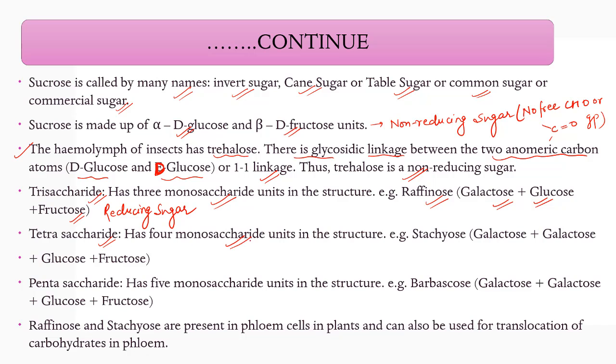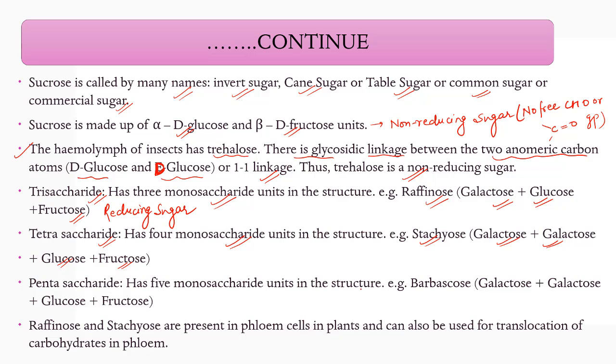Tetrasaccharide, four monosaccharide units in the structure. Stachyose is having galactose plus glucose plus fructose. So stachyose is also a tetrasaccharide having galactose, glucose plus fructose. Understood?